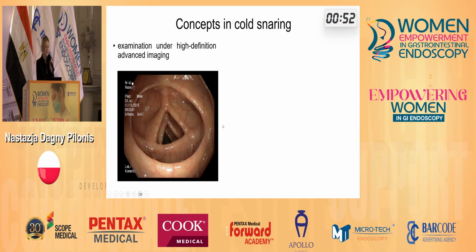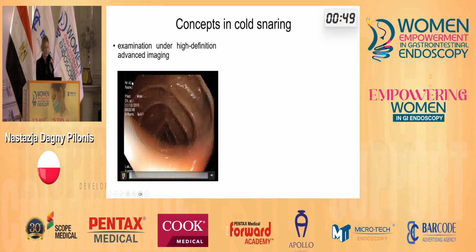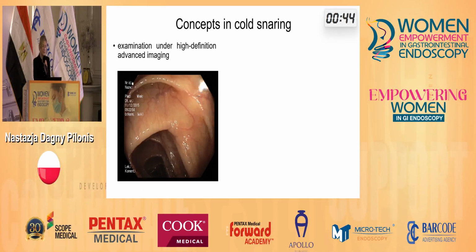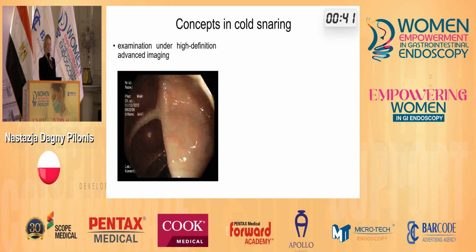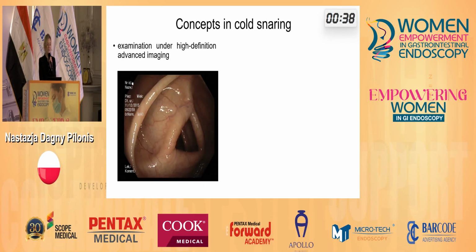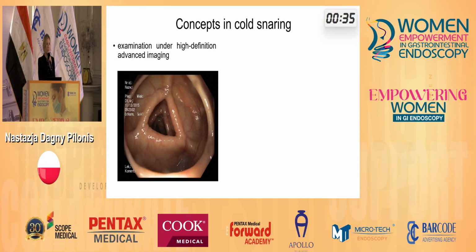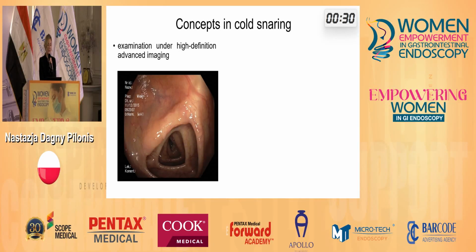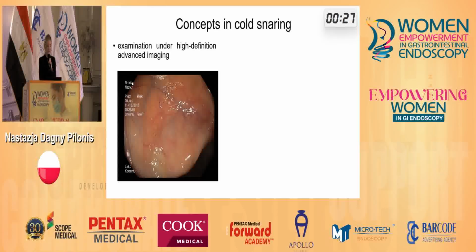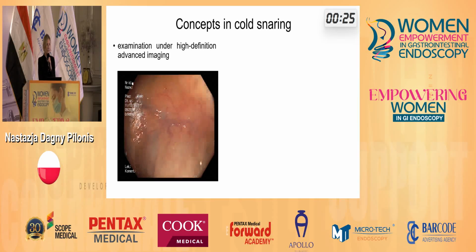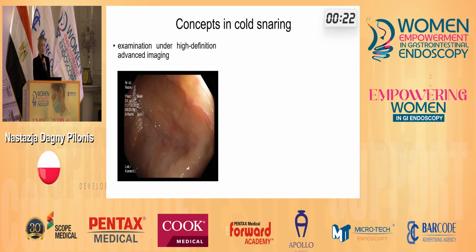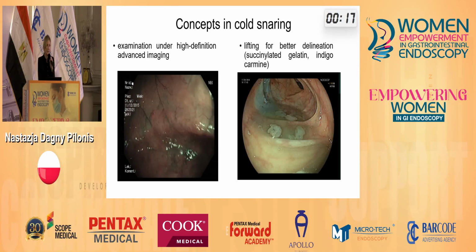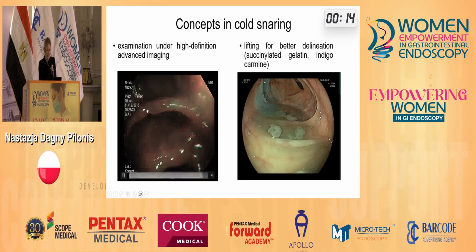So, some concepts and practical tips in cold snaring. Of course, this applies to any conventional polypectomy, cold or hot, that we need to be very careful when inspecting the colon and we suspect serrated lesions. As we discussed before, they are very, very subtle, and we have to spend some time to actually find the lesion, delineate the lesion, and plan the resection accordingly. What is important, I think, is that lifting is very helpful in those lesions.